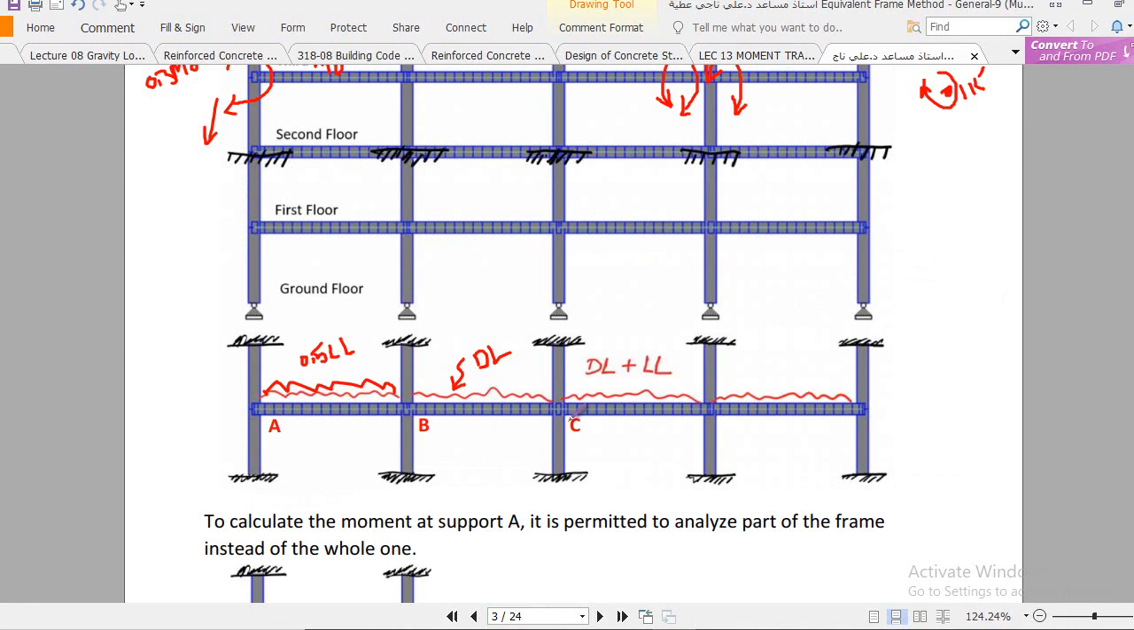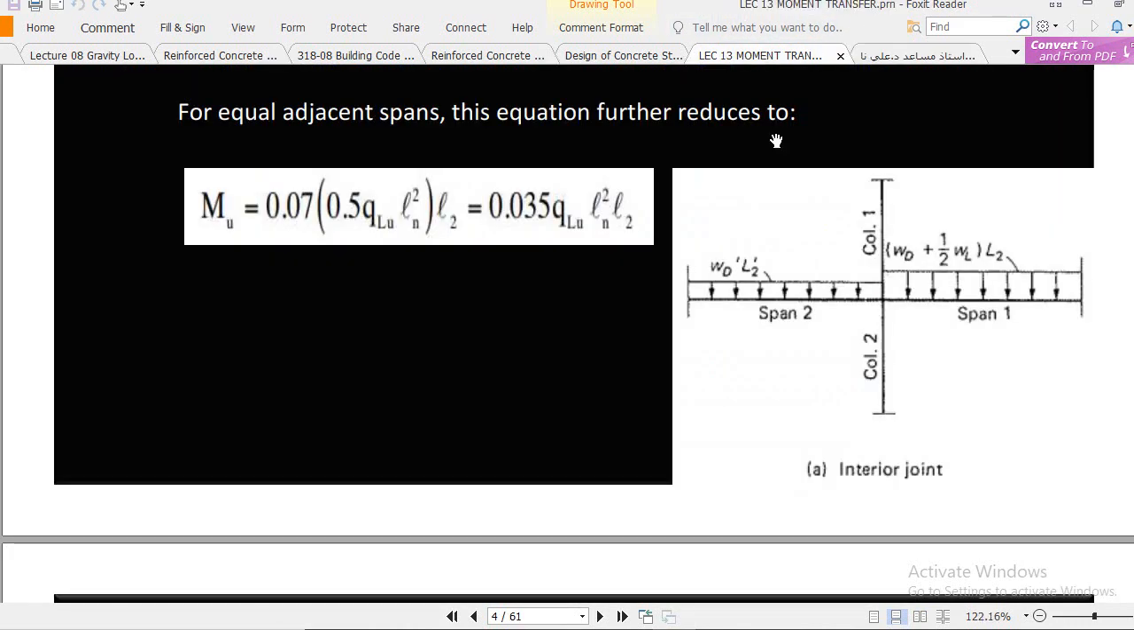Okay, but at the same time, if AB differs from BC, it must satisfy the direct design method limitation. Now you see here span 1 is more than span 2, so span 1 is loaded with the full factored dead load plus half of the live load, and it should be multiplied by the lateral span, that is L2.